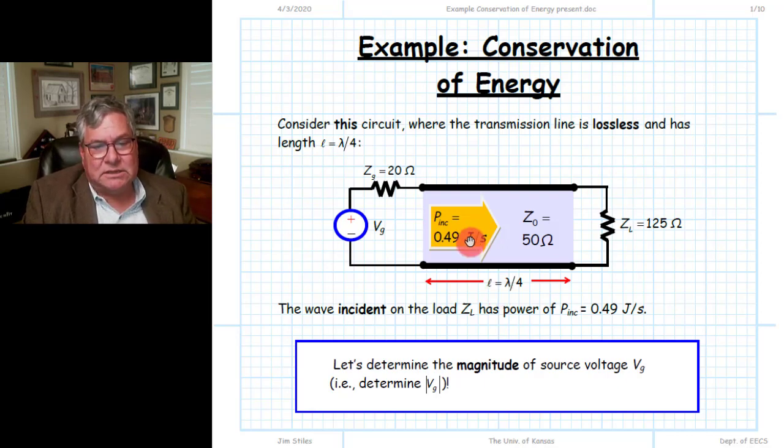All right, we know for some reason that the incident power, or the power associated with the incident wave, has a value of 0.49 joules per second, that 490 millijoules per second is associated with the wave that is propagating down toward this load, incident on this load. What we don't know about this problem is the value of the open circuit source voltage, VG. And the problem statement asks us to determine the magnitude of the value VG, not the value VG itself. We'll show later that value is not knowable, but we can determine the magnitude of this open circuit voltage VG. Again, this value VG is a complex value describing the time harmonic oscillation of this source, both magnitude and relative phase.